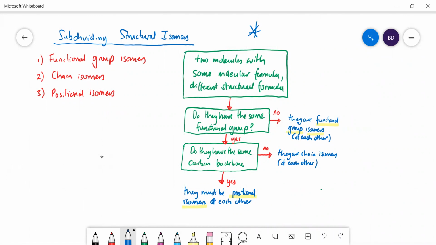Okay, so let's choose 2 of those, and I think the first 2, let's have number 1, which is cyclopentane, and the other one, which was pent-1-ene. Okay, so let's see what kind of structural isomers, because they're both C5H10. Now let's see, are they functional group isomers, are they chain isomers, or are they positional?